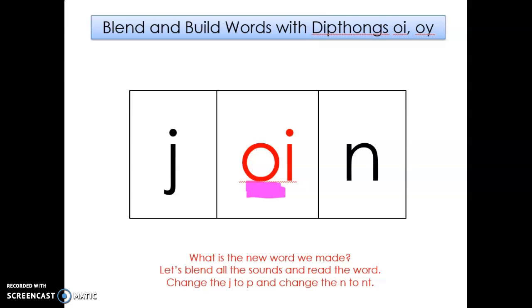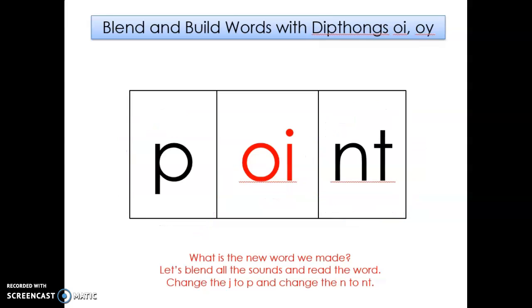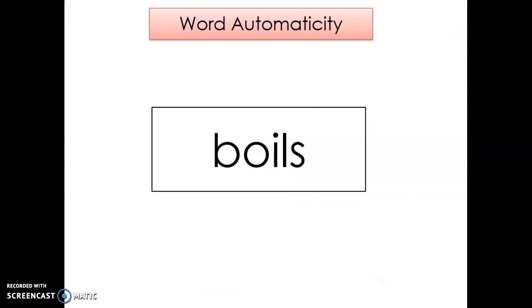Join. Listen carefully. This is a tricky one. Change J to P and change N to NT. Think, say. The word is point. What's the word? All right, we're going to do some word automaticity. That means that you are going to think in your brain and then say it aloud.